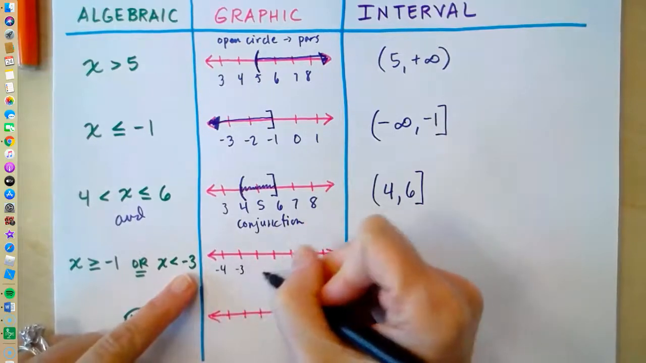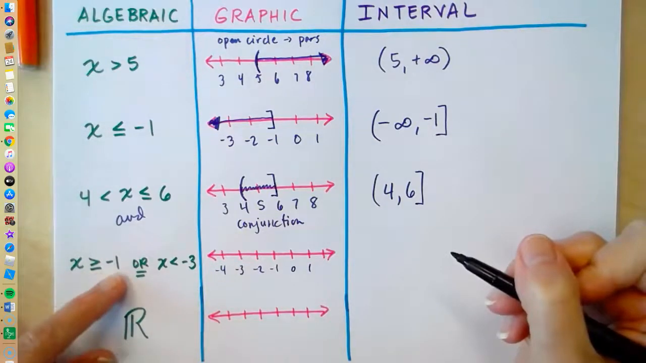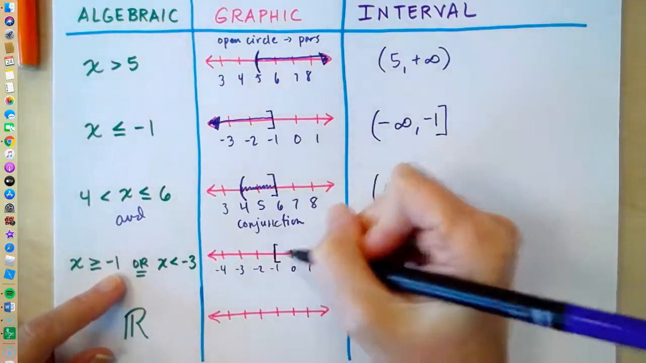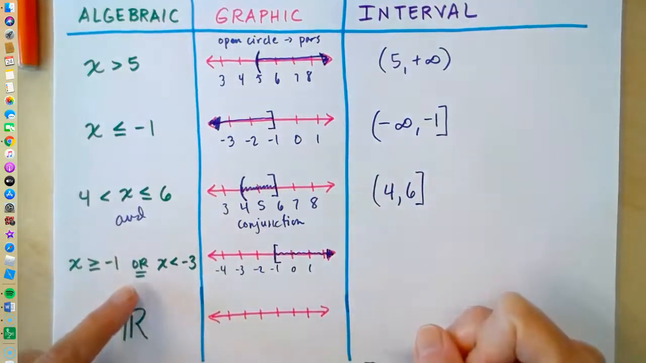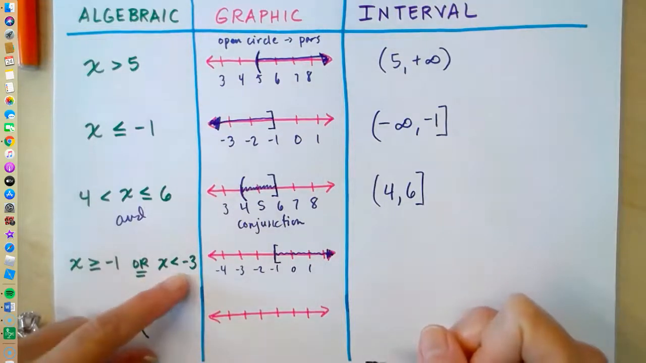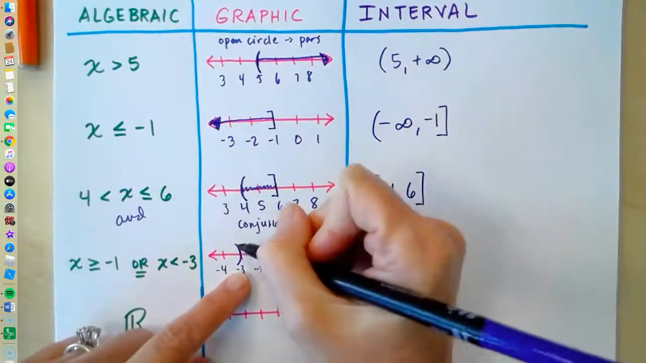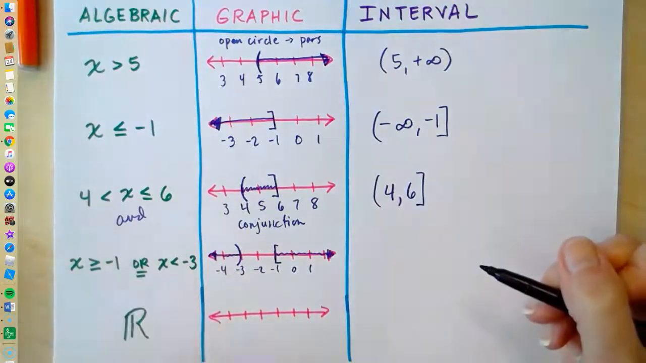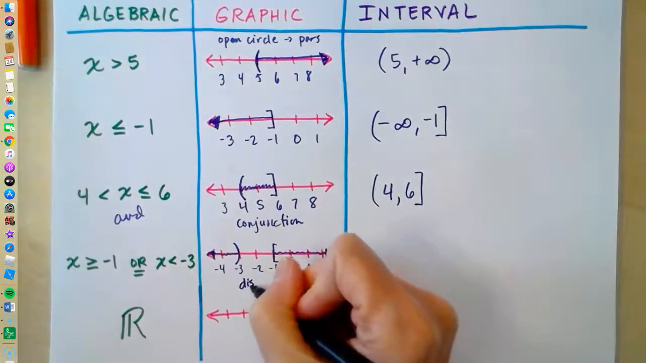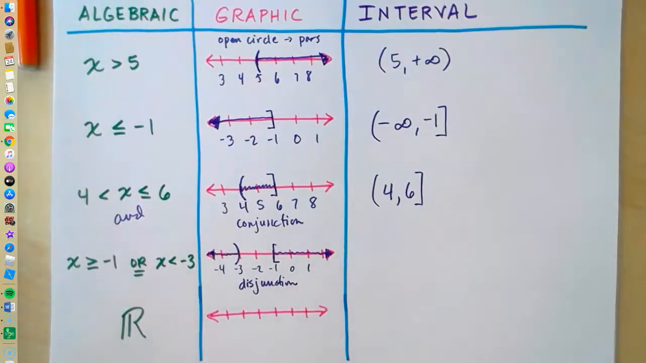So get your number line ready. And we want to be bigger than or equal to -1. So bracket on -1 and then shade to the right. But, or I should say, we want to be strictly less than -3, parenthesis opening to the left, and then shade to the left. So since this is an OR situation, it's a disjunction. But think about it. Our solutions exist in one set or the other.